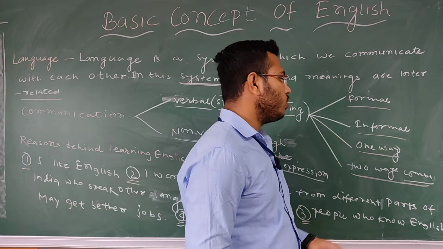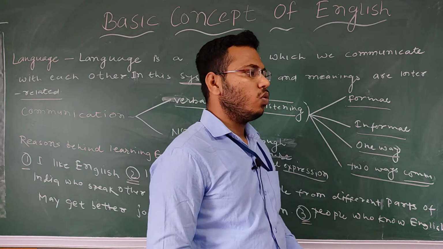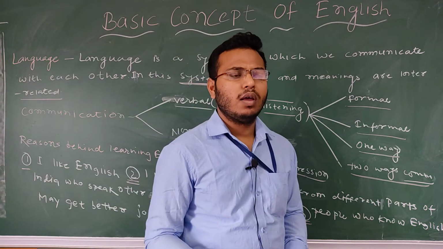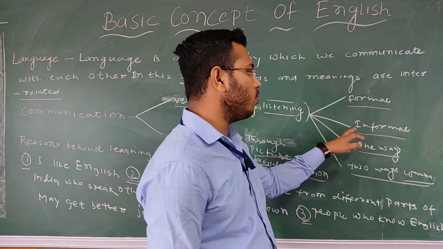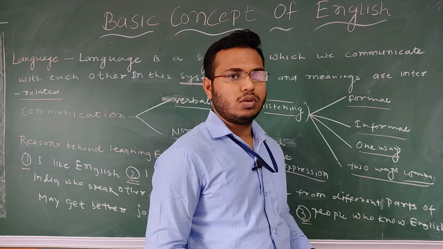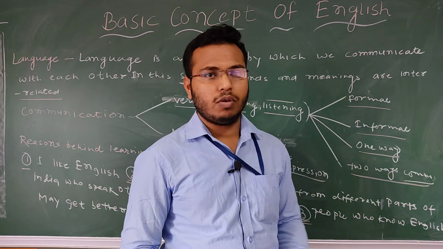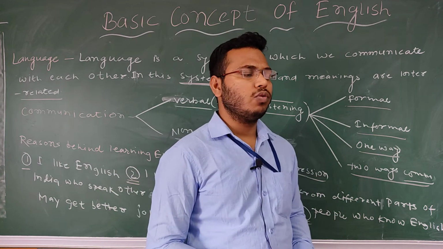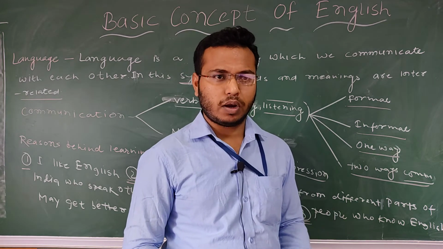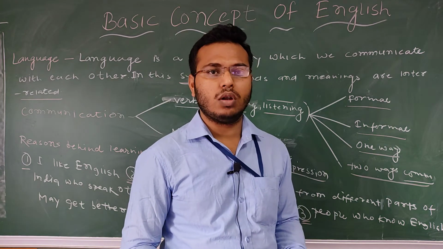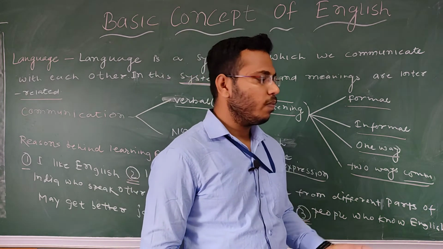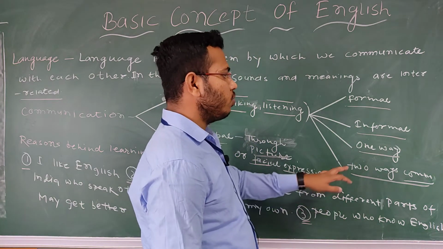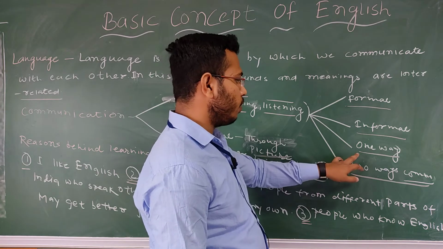Number 2, we have informal communication. Suppose you are talking to your friends or in your family, in that case you will follow informal communication, or we can also say an informal style of communication in the English language. In informal communication we do not show much respect because we have a very close relationship with our friends. So this is the type of speaking in which we do not really care much about respect.